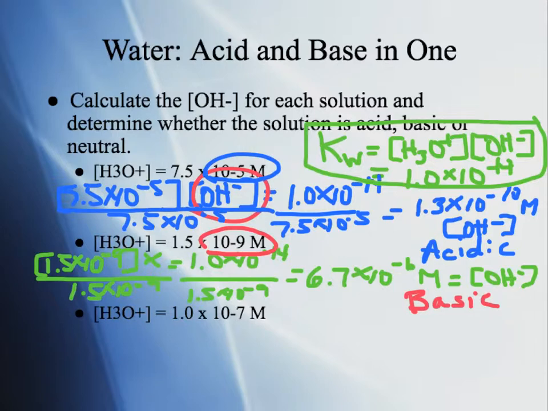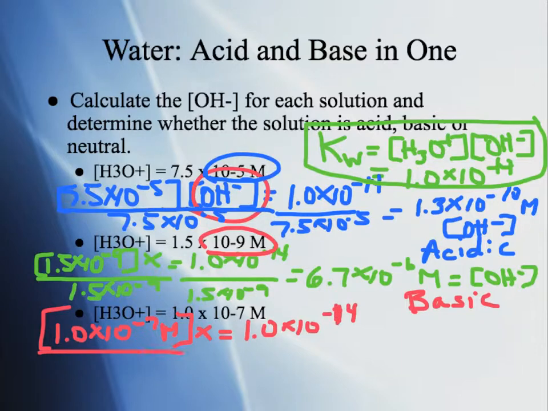Let's take a look at our last example. We have a hydronium ion concentration of 1 times 10 to the negative 7. If we plug that into our equation, we're going to do 1.0 times 10 to the negative 7 molarity, that's our concentration, times x equals 1.0 times 10 to the negative 14.